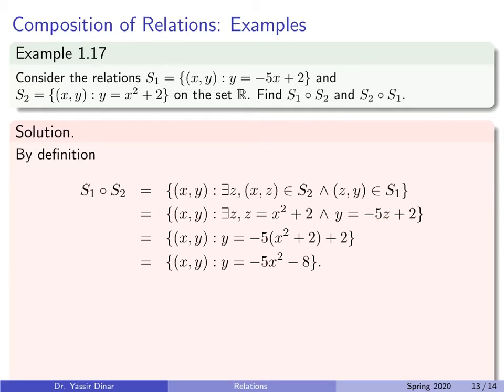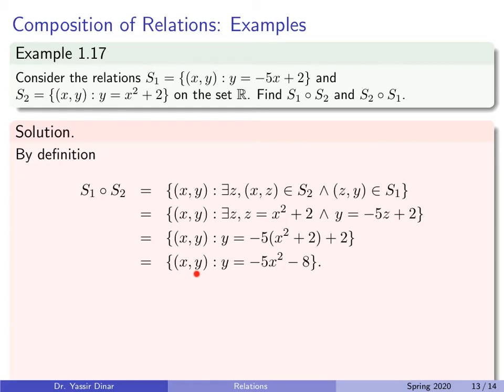So that means we want all the pairs (x, y) where y is equal to minus 5z, and I replace z here with x squared plus 2. So it would be minus 5 times (x squared plus 2) plus 2. And now I expand this one. When I expand it, it will give me all the pairs x and y such that y is equal to minus 5x squared minus 8.